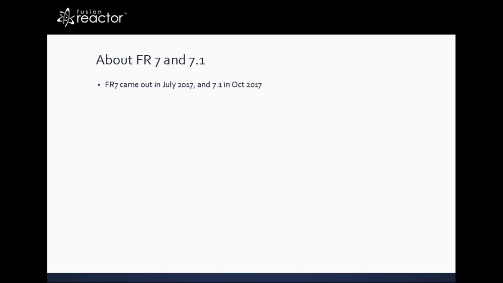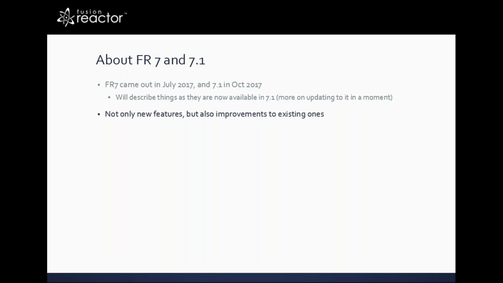Okay, so let me give you some level setting up front so you know where things are coming from. FusionReactor 7 came out just last year in July, and 7.1 came out just a few months later in October. I'm going to describe things as they're available now in 7.1. Sometimes I'll point out if something was new in 7 specifically, just in case that may help some of you who are still on 7 and not yet up to 7.1. I'm going to talk in a moment about updating to 7.1, or to 7 if you're on 6 or earlier.